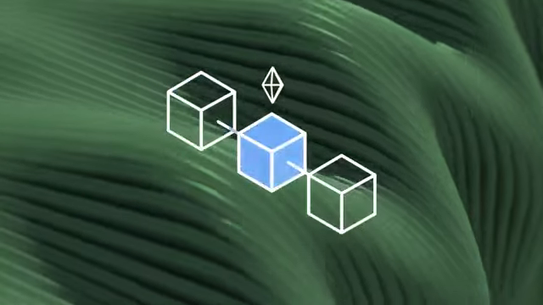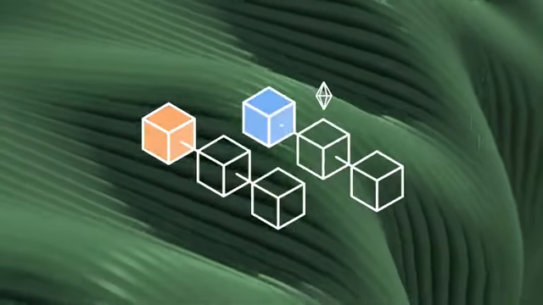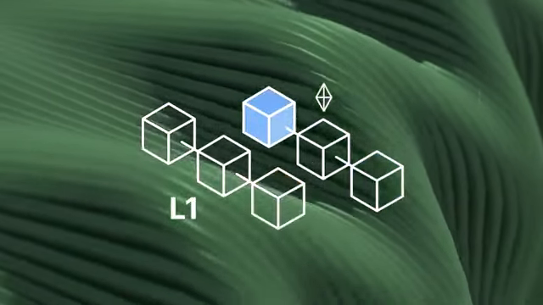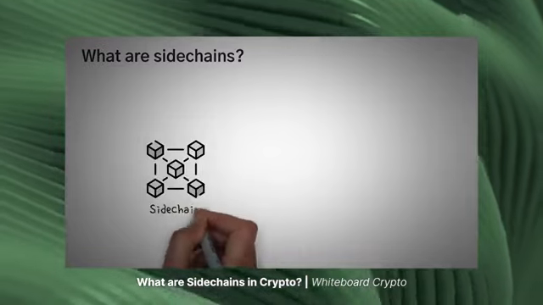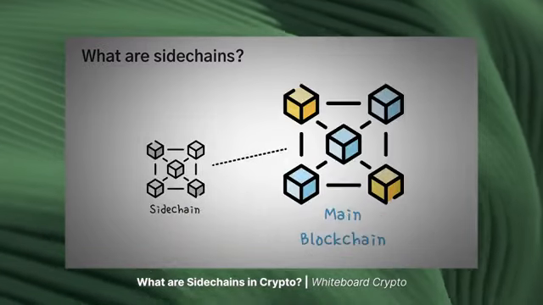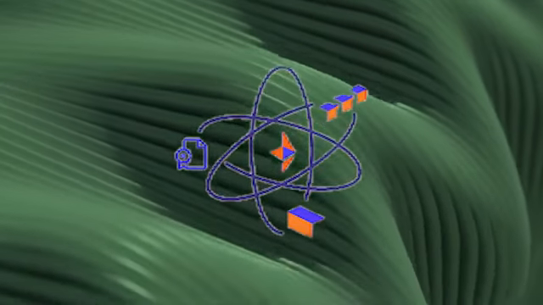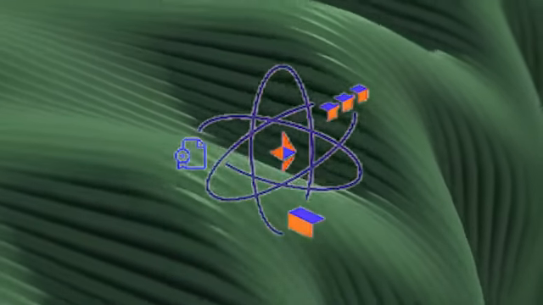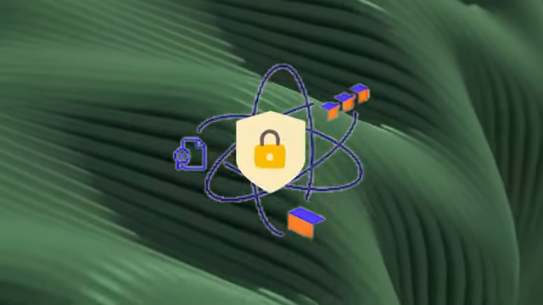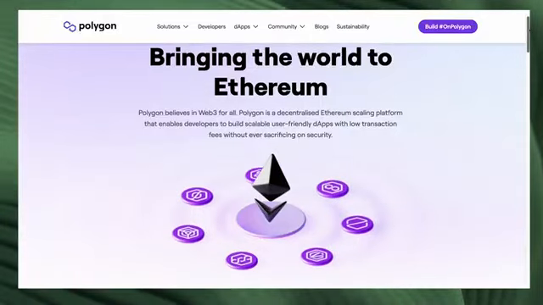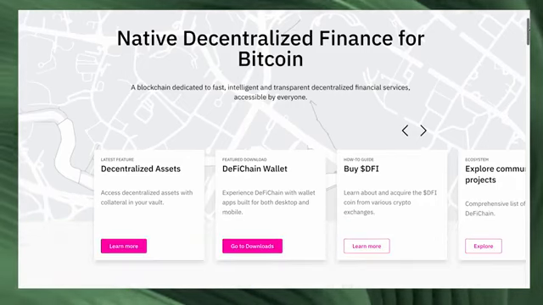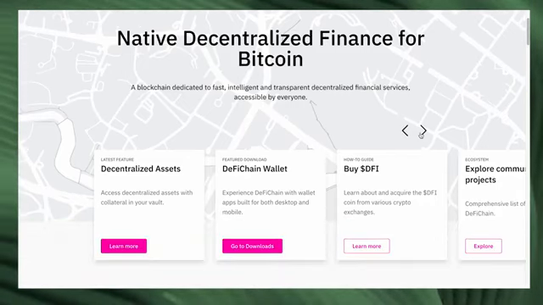A sidechain such as Ethereum is a secondary blockchain that runs in parallel. Sidechains are separate blockchains connected to the main chain, each with its own consensus method. Layer 2 solutions, on the other hand, are built as extensions of main chains and depend on their security framework. Polygon for Ethereum and DeFi Chain for Bitcoin are two examples of sidechains.